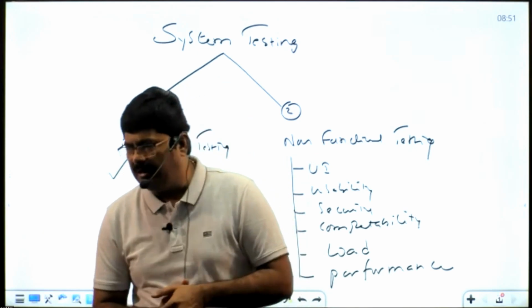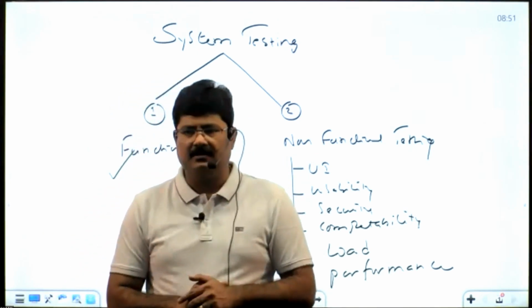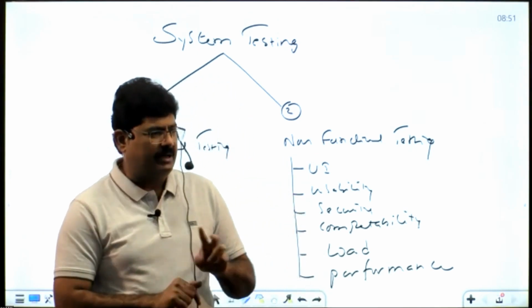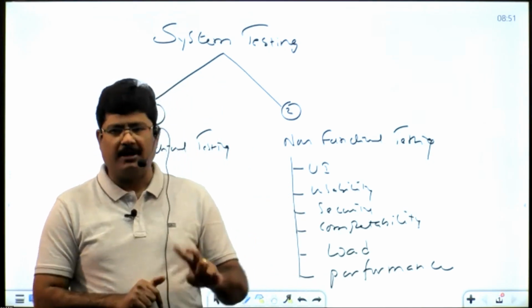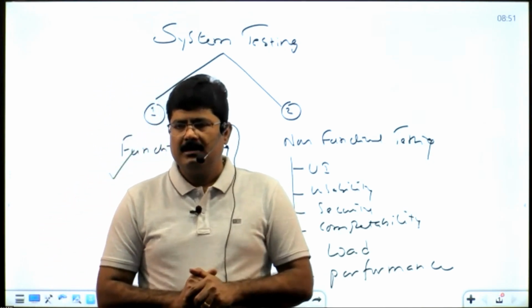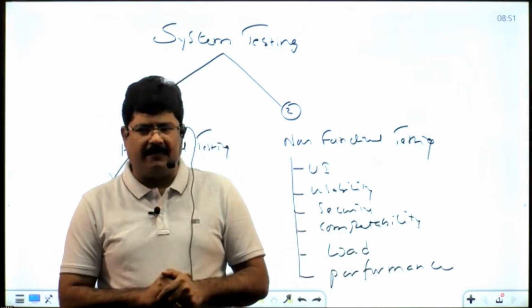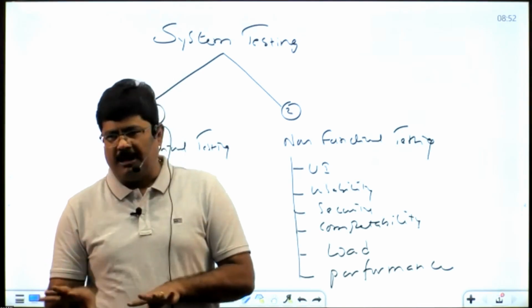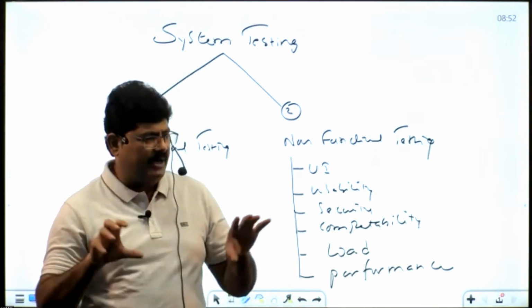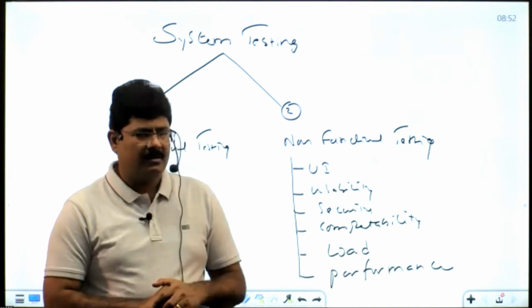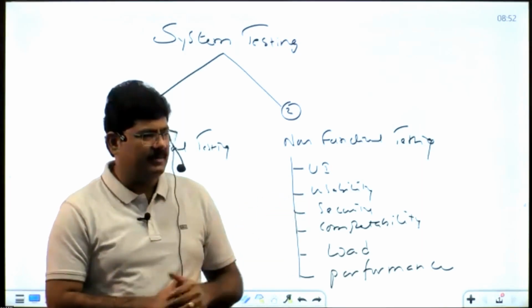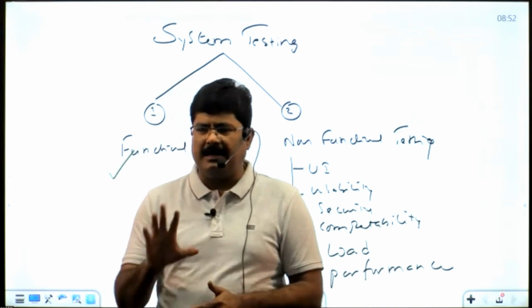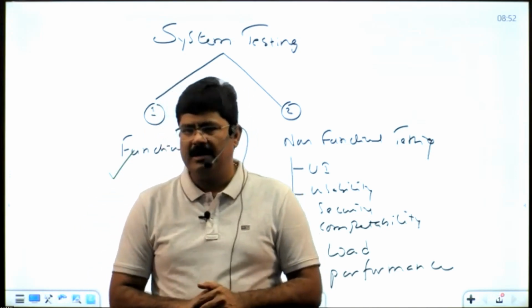Smoke testing, also called sanity testing. There's a small difference between smoke testing and sanity testing; we'll discuss it. So what is the objective behind smoke testing, finding the bugs? No, because we are not testing anything in detail. The objective of smoke testing and sanity testing is not finding bugs.